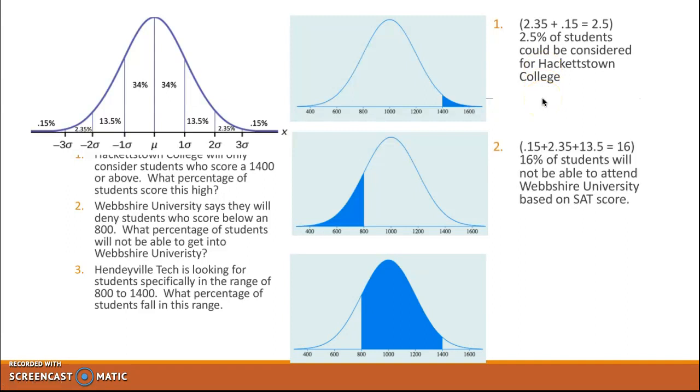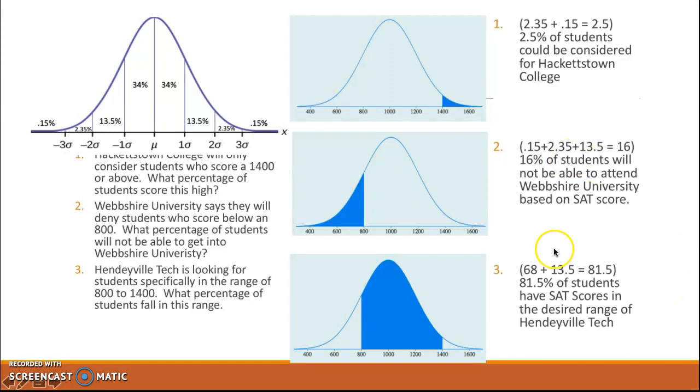For Webshire University, 800 and below are going to get denied, which matches on our graph to negative one standard deviation. So we count up this 0.15, the 2.35, and the 13.5 to get 16. So 16% of students will not be able to attend Webshire University. And finally, Hendyville, covering some similar logic: we've got this 68 in the middle, plus 13.5, which gives us 81.5% of students in the desired range of Hendyville Tech. So that's an example of how we do this kind of problem.